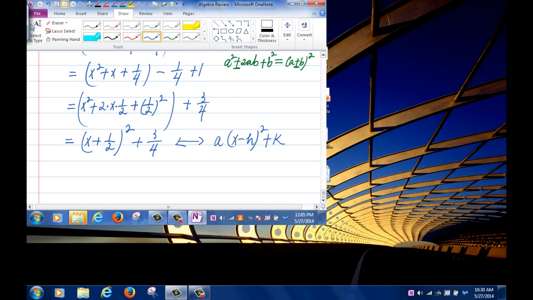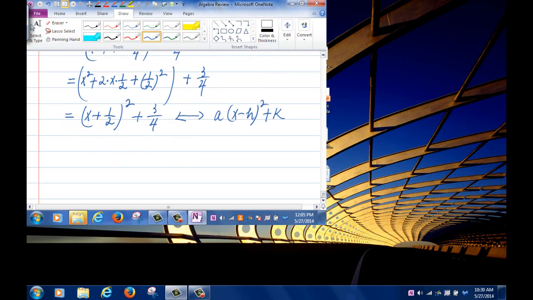Now, can someone tell me what is a here? 1. What is h? H is negative half, because you see the form is x minus h. So this thing here, if I write it as x minus something, that is x minus a half. So h here is in fact negative half, and k is what? 3/4.